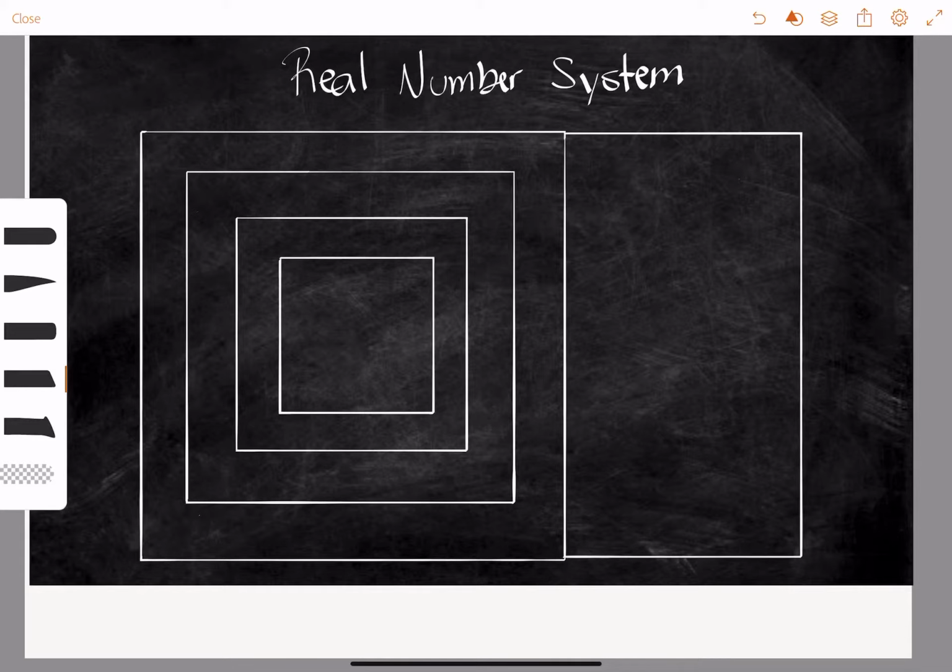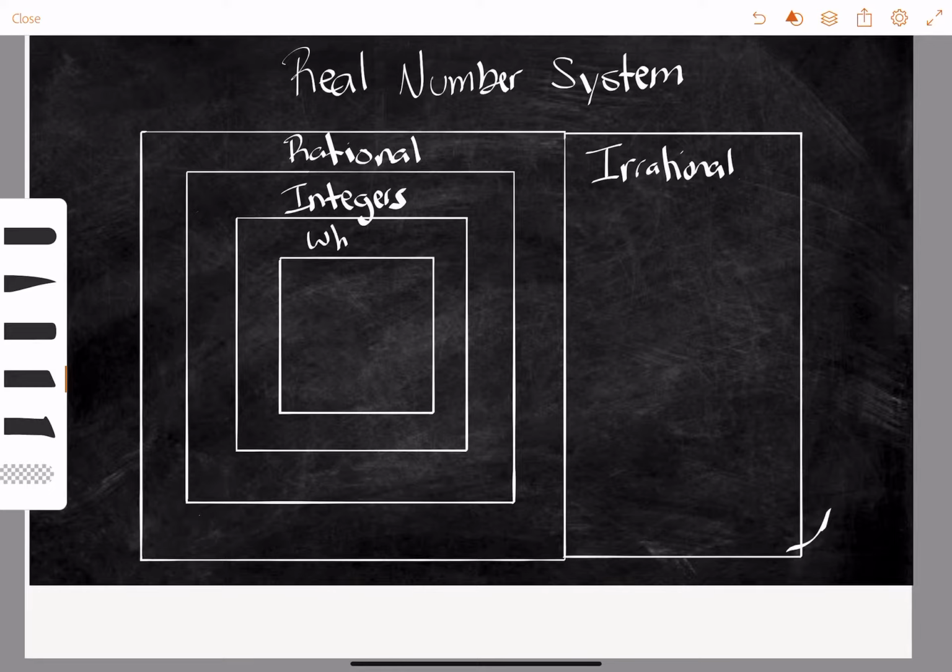So in this video, we are going to go over the real number system. The real number system has two main categories. That is irrational and rational. And then the rational category, as you can see, has some more number categories in it. It has integers, and then whole numbers, and natural numbers.